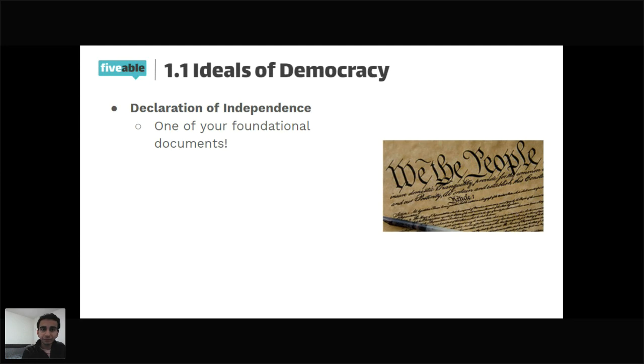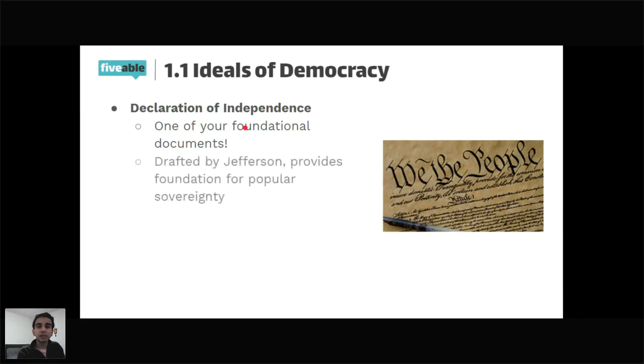So continuing on with the Declaration of Independence, it was drafted by Thomas Jefferson, and it provides a foundation for popular sovereignty. Does anyone know what popular sovereignty is? If you could answer in the chat, that would be great. I'm hoping, or I'm assuming, most of you guys have at least an idea of what popular sovereignty is.